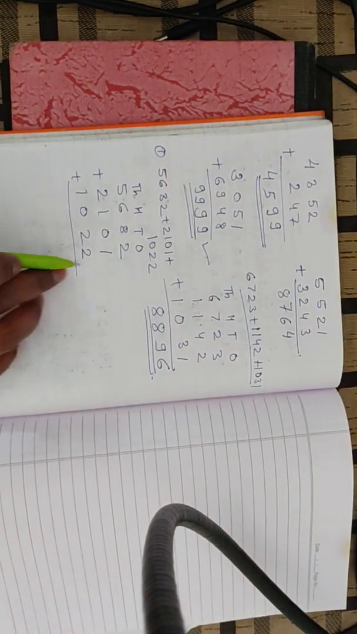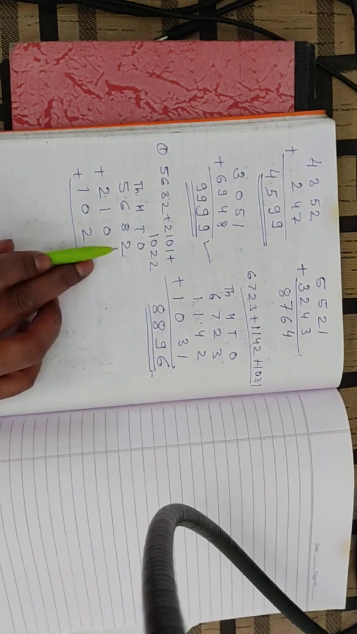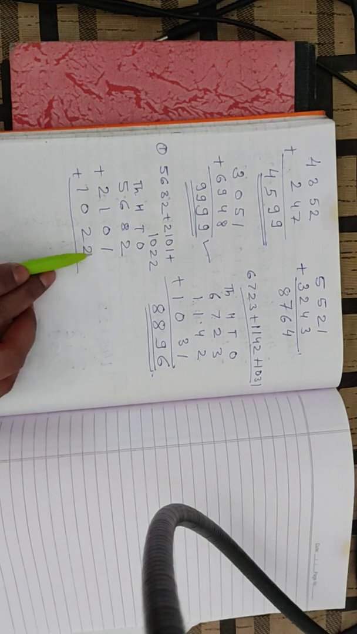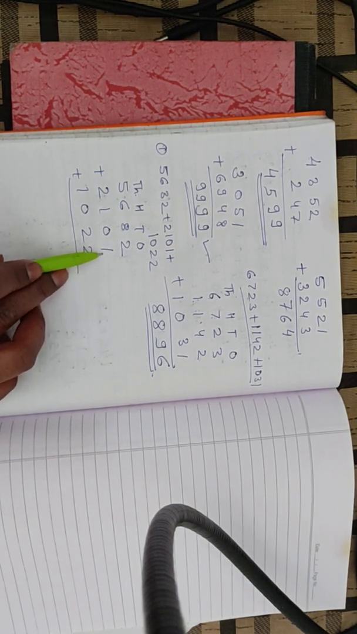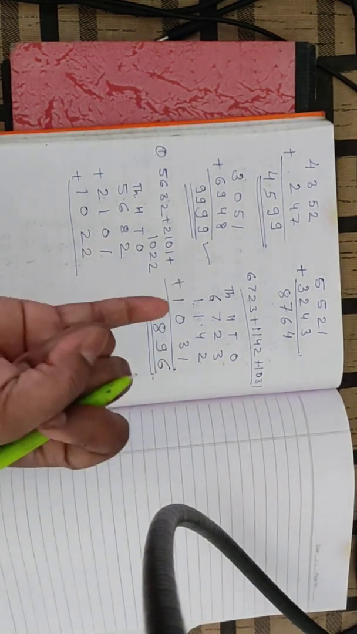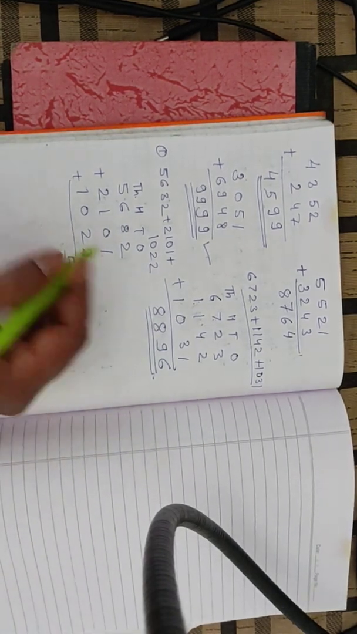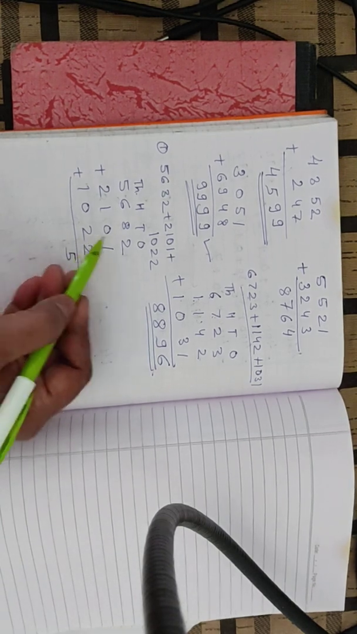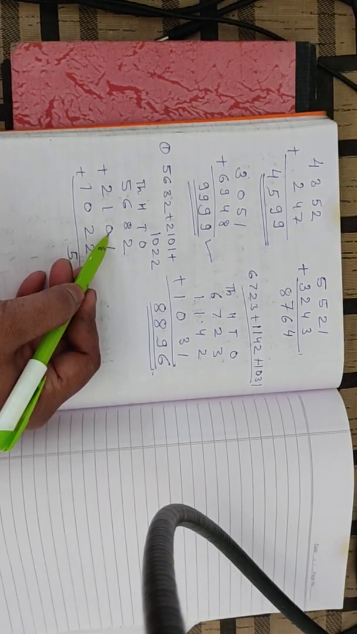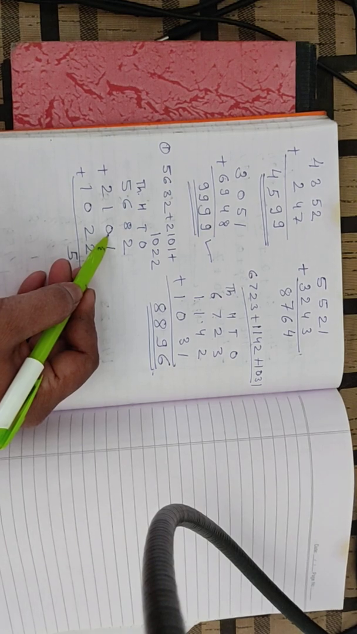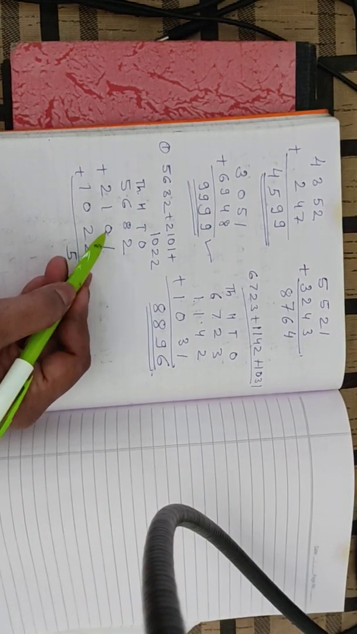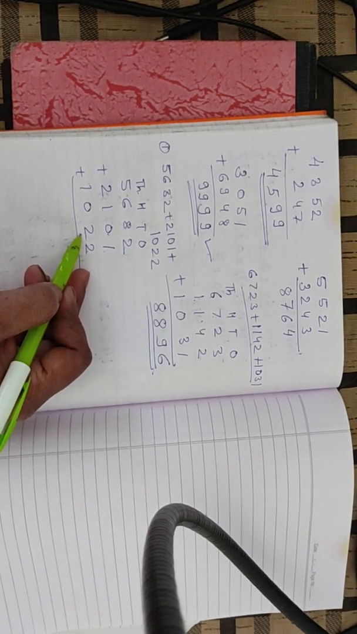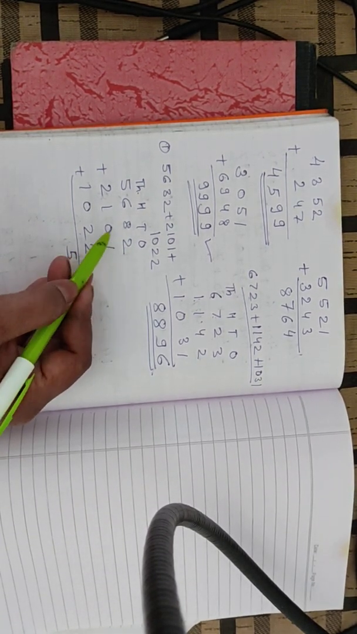Okay, now which are the numbers? Always start from the ones place. Now which are the numbers in the ones place? It's 2, 1 and 2. So 2 plus 1, 3, 3 plus 2, 4, 5. So here is the answer. Which are the numbers in the tens place? 3, 0 and 2.